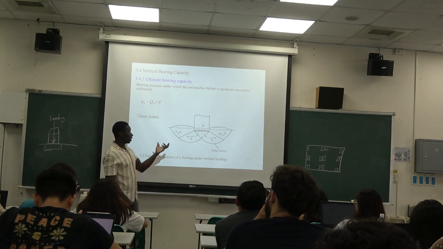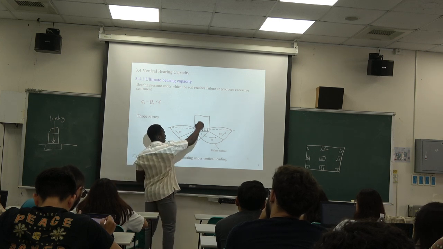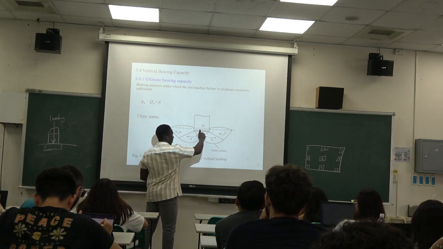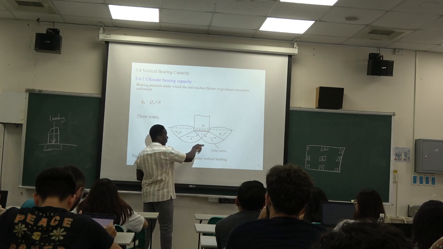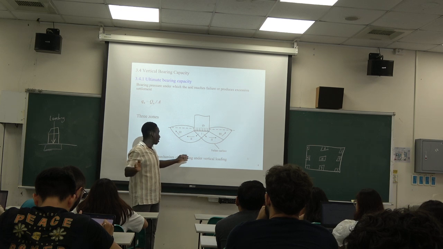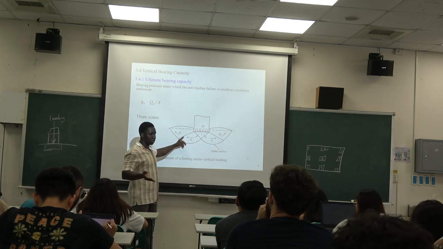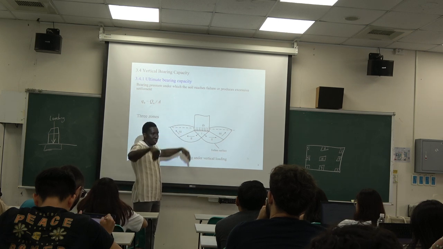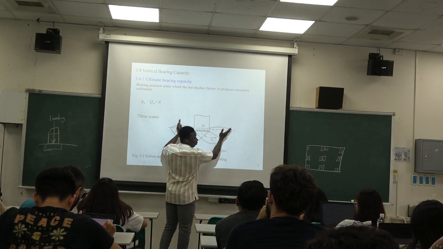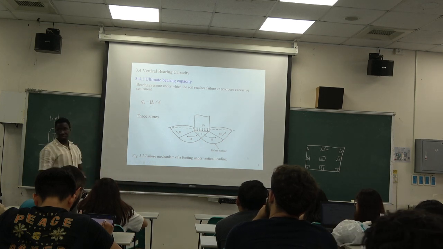Usually this is how the failure mechanism is described. You apply a load in here, the soil here moves down. When it moves down, it doesn't have anywhere else to go. What happens? It pushes the soils on the side. This one pushes this one on the side. Where else will they go? It's easier for them to go up than to go down. So they will push up because the resistance down is more.